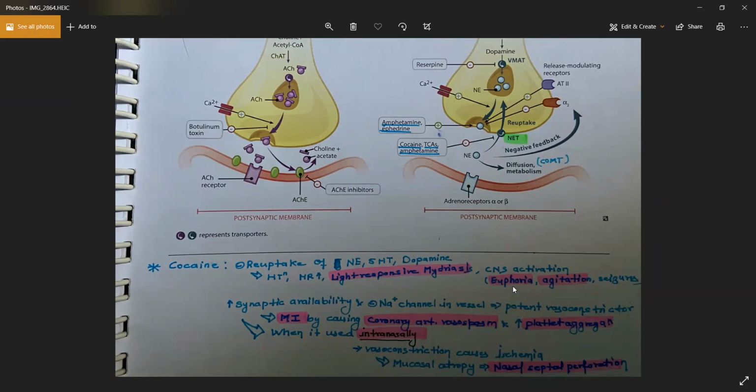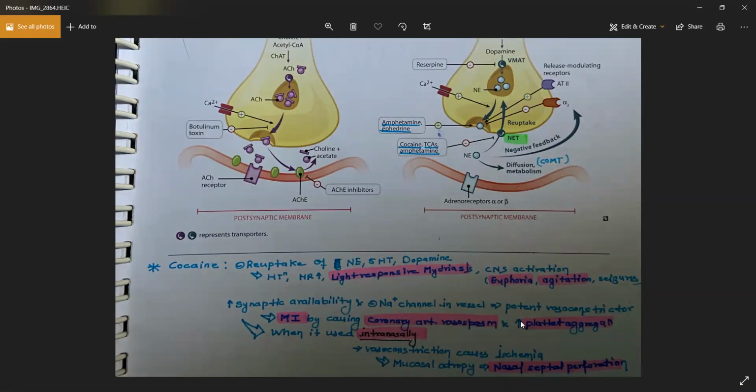And you will get the sweating, the agitation, the seizures, the anxiety. And because the alpha receptors cause vasoconstriction, whenever norepinephrine concentration increases inside the body, it will cause the vasoconstriction. Once the vasoconstriction of the cardiac vessels occurs, it can lead to coronary artery vasospasm, so you will get the myocardial infarction. So often the patient with cocaine toxicity will present with chest pain. Why the chest pain? Because of the coronary artery vasospasm.